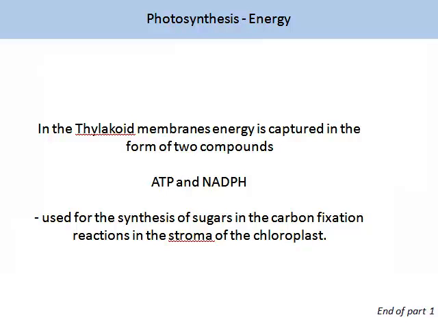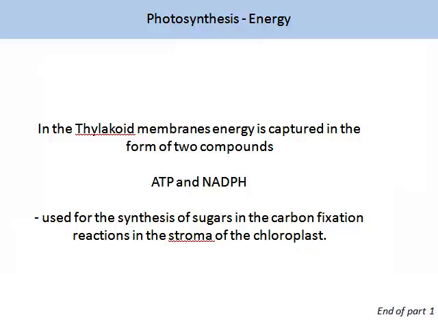Thylakoid reactions, or the light reactions, occur in the thylakoid membranes. In this process, energy is produced in a chemical form in two molecules called ATP, adenosine triphosphate, and NADPH. These compounds are used for the synthesis of sugars in the carbon fixation reactions in the stroma of the chloroplast.